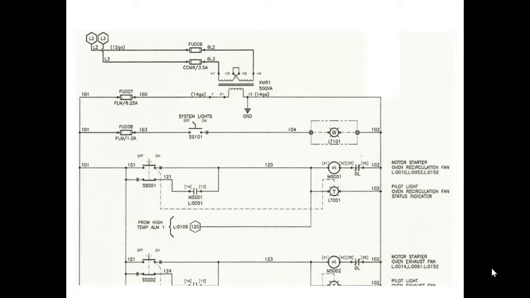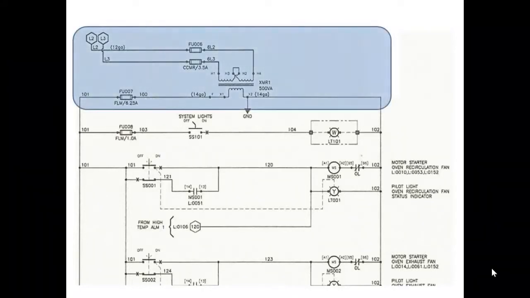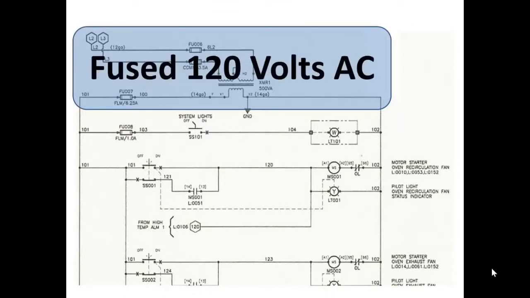If you've never seen one of these before, you're probably seeing too much information right now. So we're going to simplify this diagram. The first thing we're going to do is take the power source. Up at the top there, you see it says L2, L3, goes through a couple fuses to a transformer that supplies power to this relay ladder electrical diagram. So we're going to take that electrical source and simplify it. It's a fused 120 volt AC source.